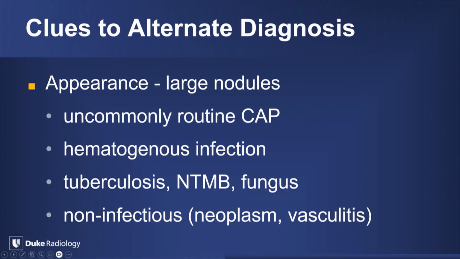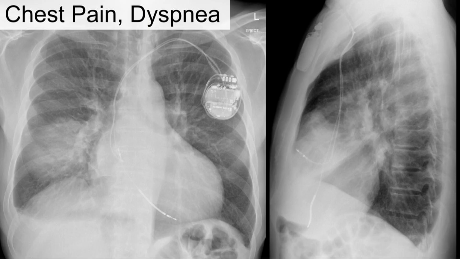So community-acquired pneumonia doesn't usually manifest with large nodules, okay? You see that, you start thinking about, well, maybe this is some sort of hematogenous infection. If they've got a line in, maybe it's a line infection. Tuberculosis, non-tuberculous mycobacterial disease, fungal disease, and then non-infectious causes such as neoplasm or vasculitides.